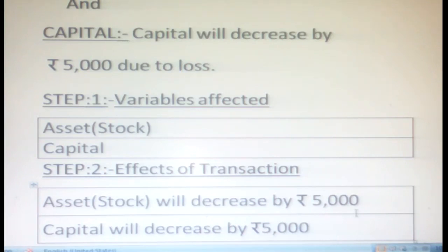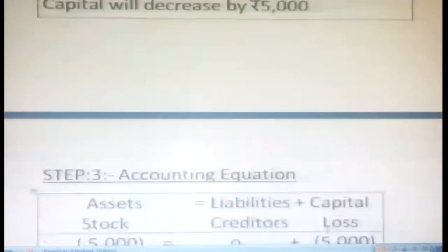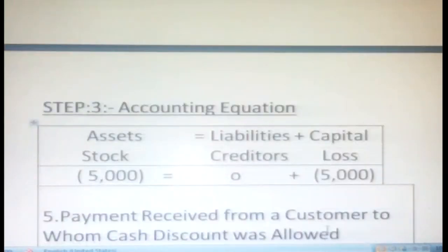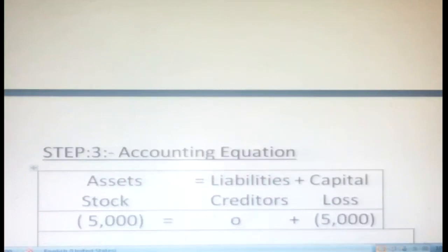Similarly, how do you have to give the effect? Our capital will decrease by 5,000. Because of the fire, our stock is destroyed. That's why you have to show it as a loss. How do you give the equation? See the accounting equation here. As an asset, stock will reduce by 5,000. Similarly, our capital as a loss, we want to show reduced by 5,000. So both sides are equal.